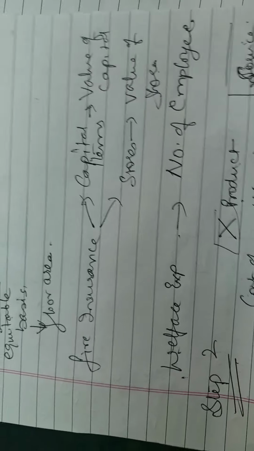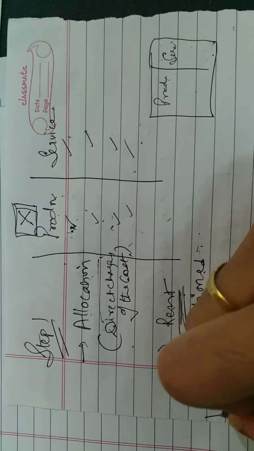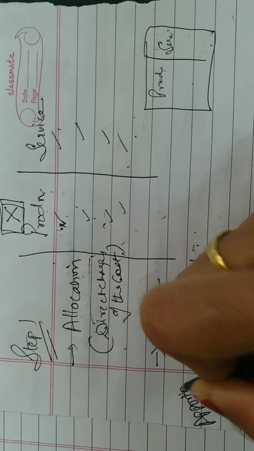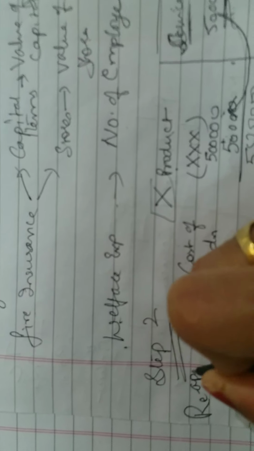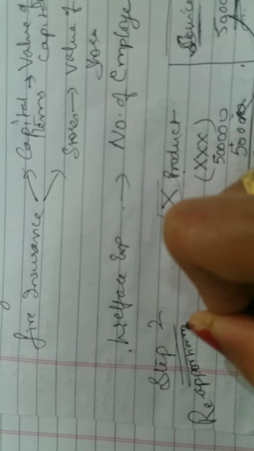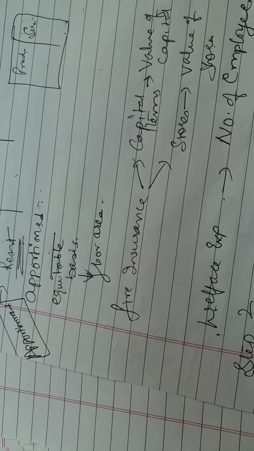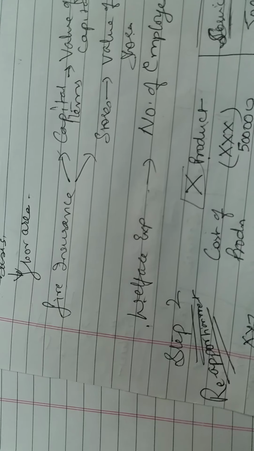So if I want to give a name to step 1 and step 2, I will write down that step 1 is concerned with apportionment, apportionment of overheads. So step 1 is apportionment, and what is step 2? Step 2 is reapportionment.